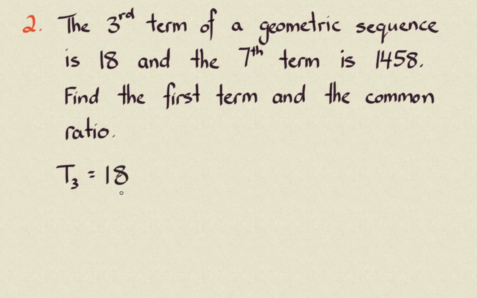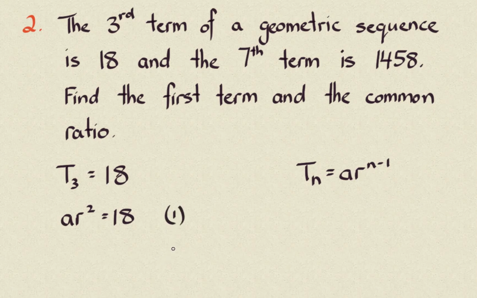Now remember, we established that the nth term is equal to a times r to the power of n minus 1. So in this case, for term 3, where n equals 3, we have ar squared equal to 18. So this is our first equation.